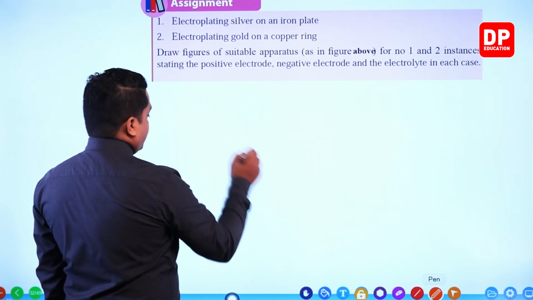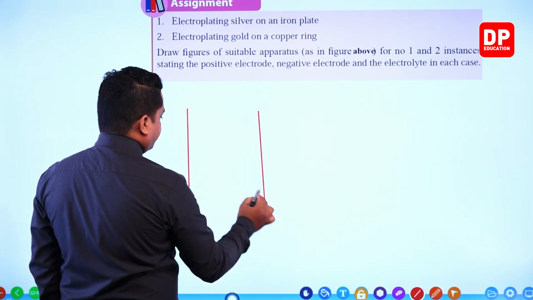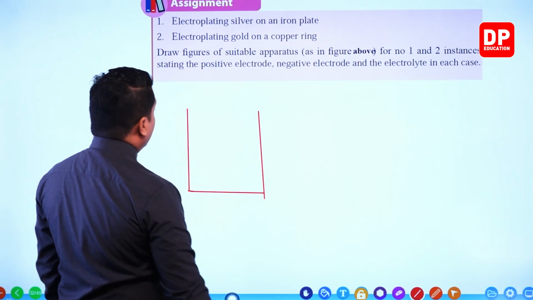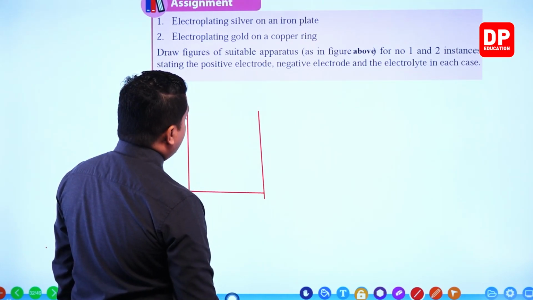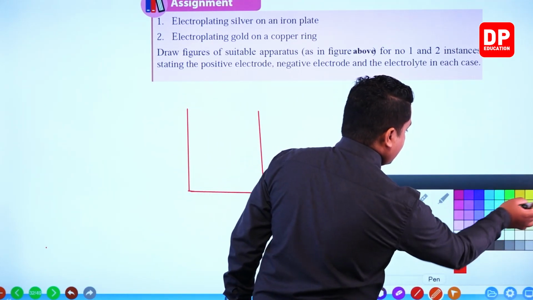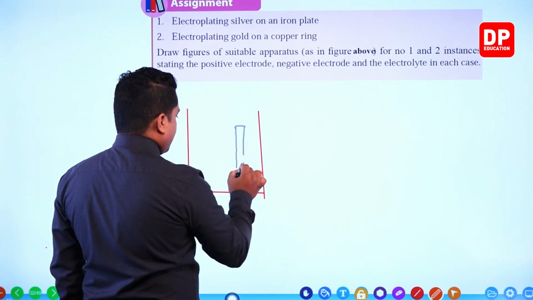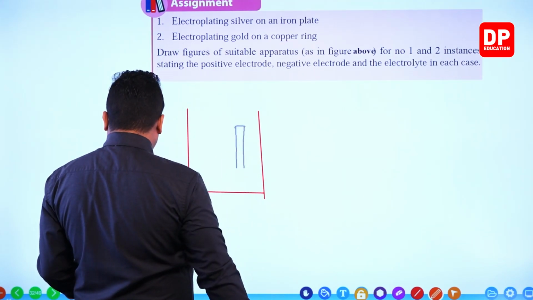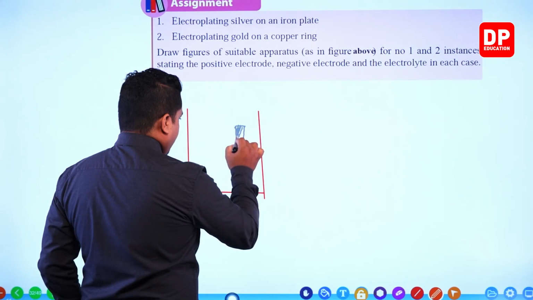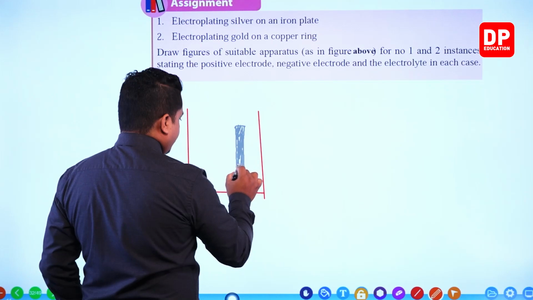So I'm going to draw out these things. This is number 1. In number 1, it is given that silver on an iron plate. So I'll use the iron plate a different color. Let's take this one as the iron plate. This is the silver. I'll take this one as the silver plate as it has a unique silver color nature. So this is the silver plate.